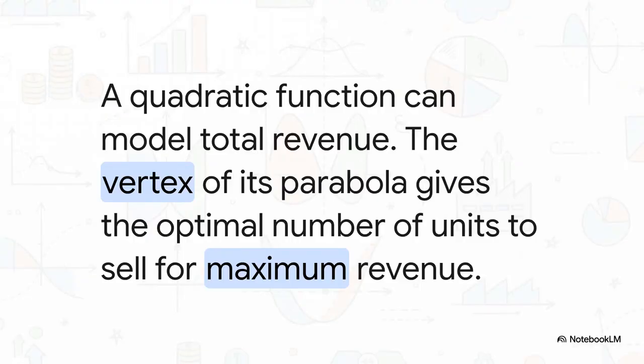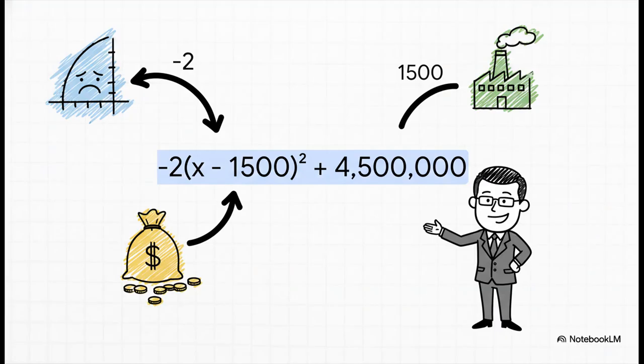In this scenario, let's say your market analysis team has done their homework. They've given you a function that models your company's total revenue based on the number of units you sell. Now, the beauty of a mathematical model like this is that it lets us take all those incredibly complex market forces, things like consumer demand, price elasticity, what your competitors are doing, and distill them all down into a single elegant function, whose vertex represents our best path forward. And here's our model.